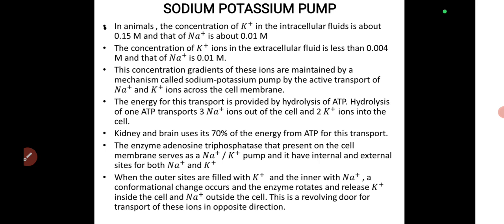For such transportation, from the site of lower concentration to a site of higher concentration, it requires energy like in reverse osmosis, and this is what we call the sodium potassium pump. The energy for this transport is provided by hydrolysis of ATP. Hydrolysis of 1 ATP transports 3 Na plus ions out of the cell and 2 K plus ions into the cell. Kidney and brain use 70% of the energy from ATP for this transport.